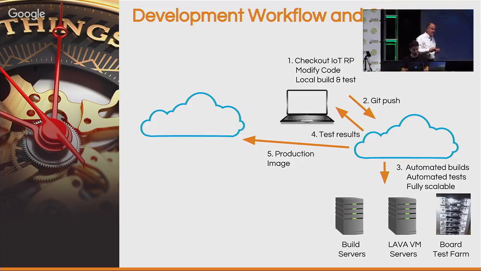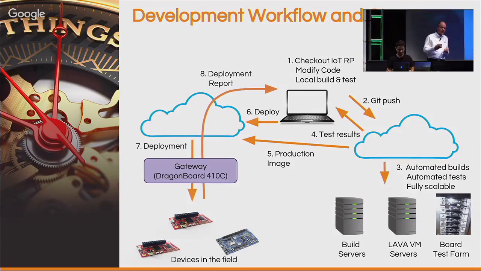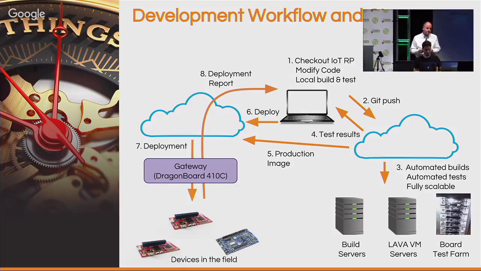The next thing we're going to do, once we've got that to the cloud deployment, is we're actually going to deploy that change over the air from the cloud server, which can be situated anywhere in the world, can be on any service, and we're going to take it through the Dragon Board 410 gateway and onto the deployment boards. Now, this requires a number of different services that we've developed.